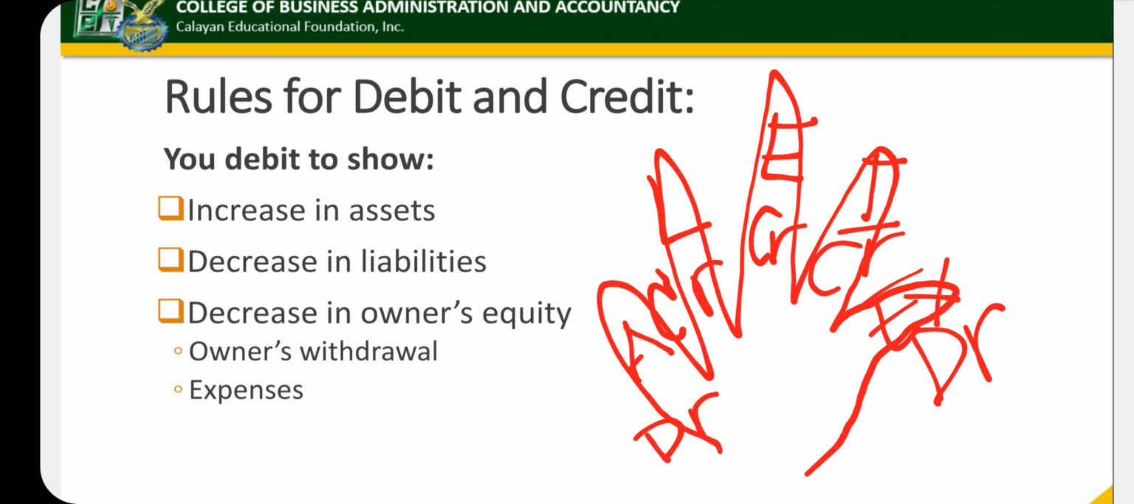Then the cash will be credited because in our analysis cash will be decreased as cash will be going out from our business. Right? We're going to pay cash to our supplier. That's why cash will be decreased. The level of cash in our business will be decreased. Okay, so that's how the rules of debits and credits go.